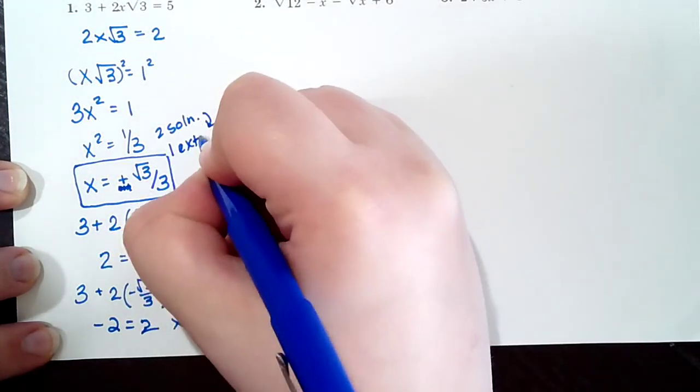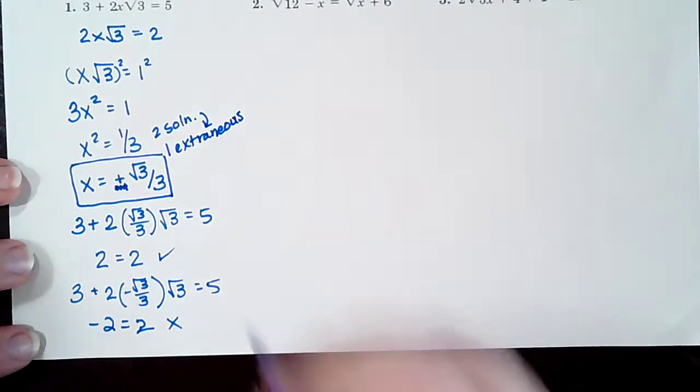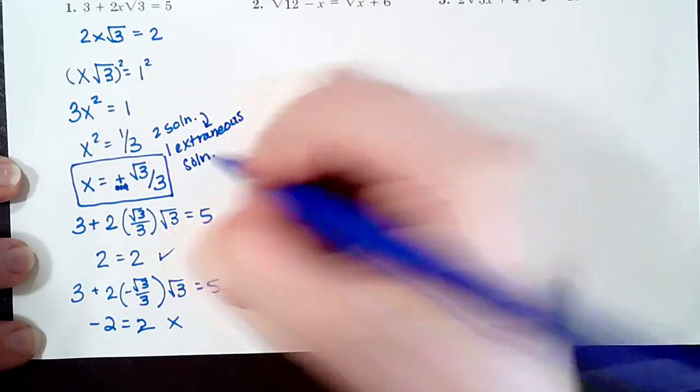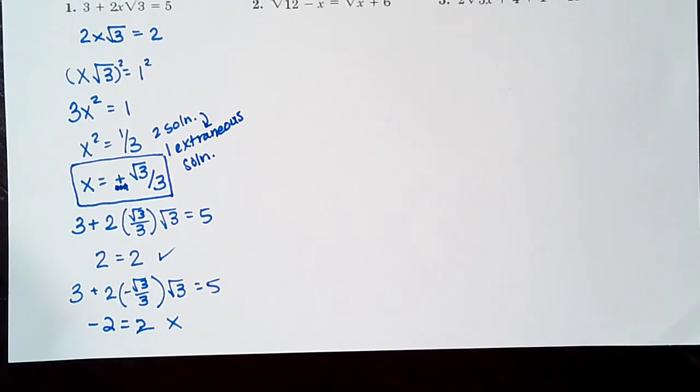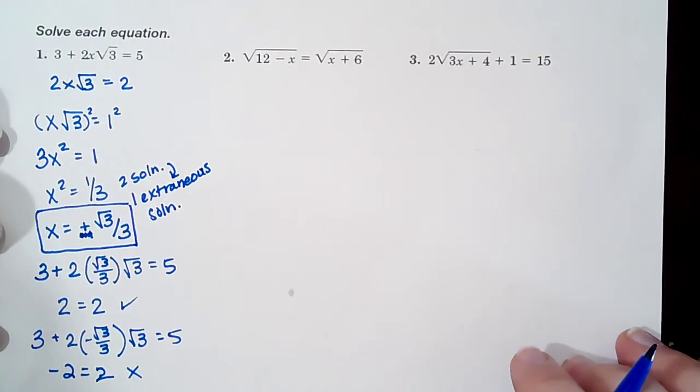One extraneous. It's a really big math word. One extraneous solution. And we do not include those extraneous solutions. So we just cross that out. Or you can rewrite it. All right, let's keep going.